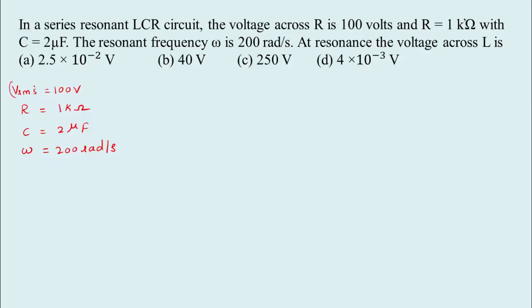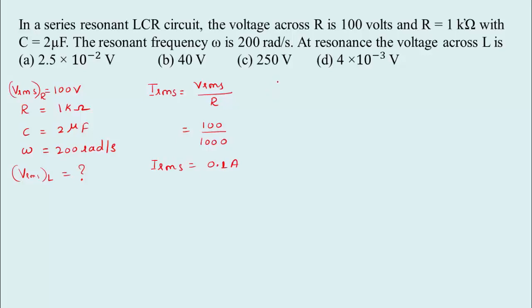Let us take this is voltage across the resistance R, and now this is voltage across inductor L we have to calculate. Right? So we have the relation, that is IRMS equal to Vrms divided by R. So voltage across resistor is given 100 volt divided by 1 kilo ohm, that is 1000 ohm. So we will get 0.1 ampere. This is current across resistor.